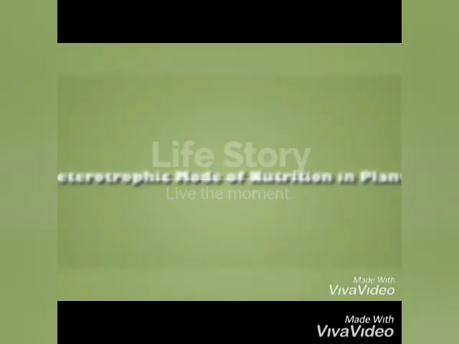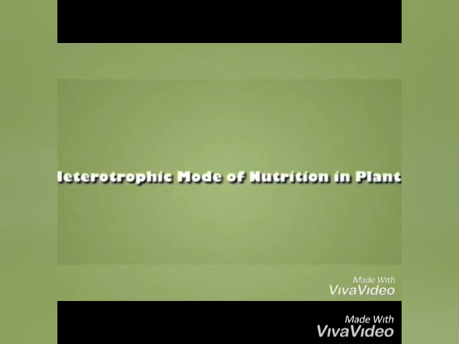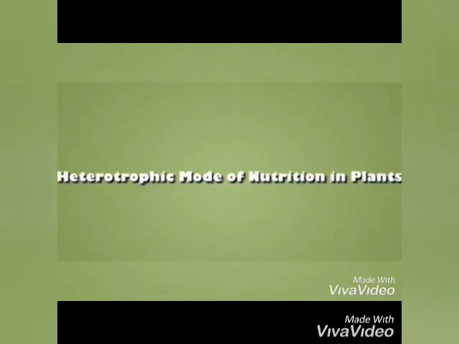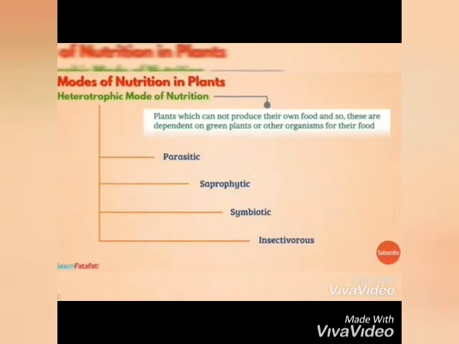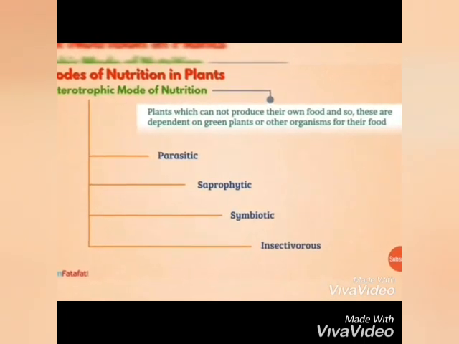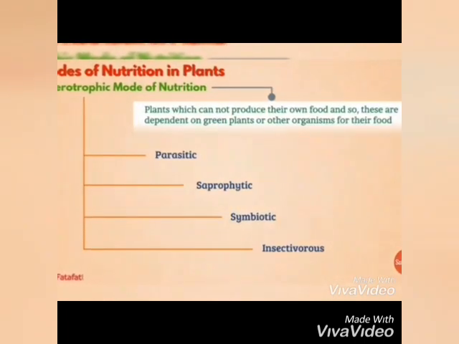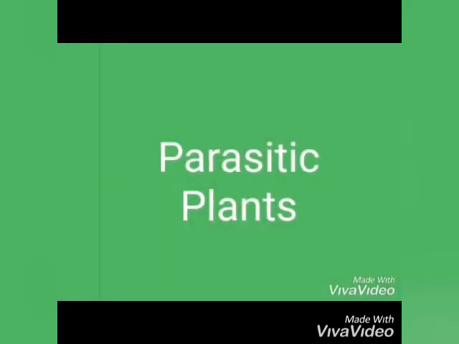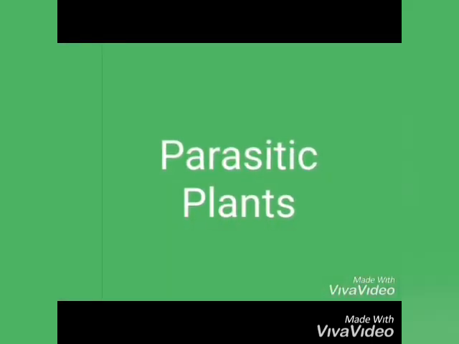Heterotrophic mode of nutrition in plants. Heterotrophic plants are classified as parasitic, saprophytic, symbiotic and insectivorous. Now we are going to learn about parasitic plants. Before that, you should know what is a parasite.